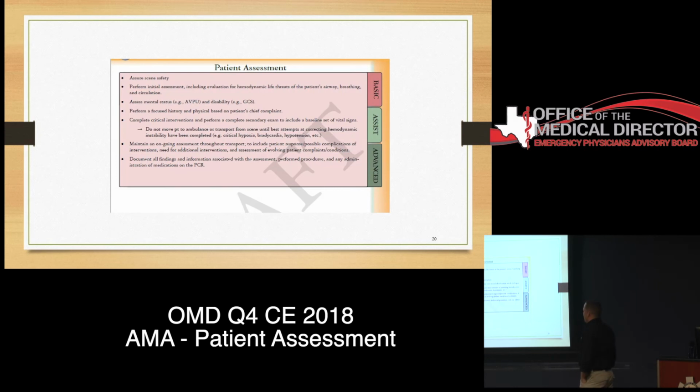So now we have a patient assessment protocol, and it's a bunch of generic information, except for this line. Do not move a patient to an ambulance or transport from the scene until your best attempts at correcting hemodynamic instability have been completed. And that goes for critical hypoxia especially, because those are your most fragile patients that aren't going to tolerate that. Bradycardia, hypotension, all your ABCs, foreign body airway obstructions, things like that. We have to stop, slow down, treat these patients, and fix them as best we can.